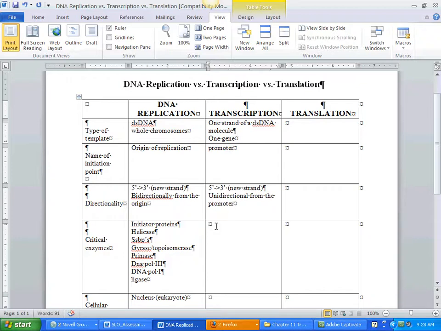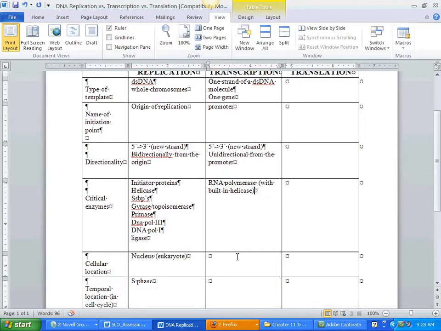Now, what are the enzymes? There is simply RNA polymerase. Now, the RNA polymerase does have a subunit that functions as the helicase. So I'm going to say with a built-in helicase. But it's considered one enzyme. So you don't have this long list of enzymes, you just have one enzyme that's doing it.